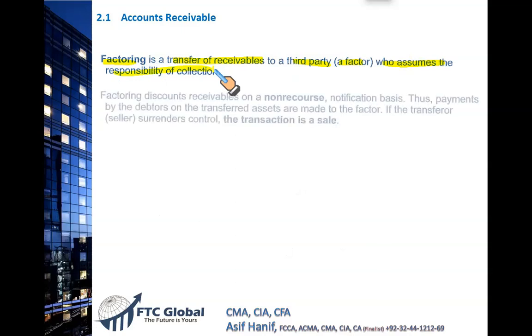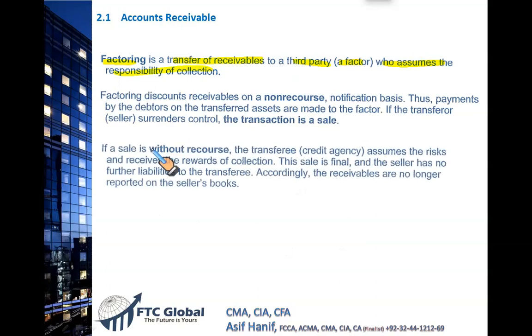There are two ways it can be done. One is factoring without recourse. What it means is you sell your receivables to the factoring company, and the sale is final. If any customer goes bad, you are not responsible. The seller has no responsibility for any bad debts. So in this case, if you sell your receivables, they are not reported as an asset in the current assets section of your balance sheet.